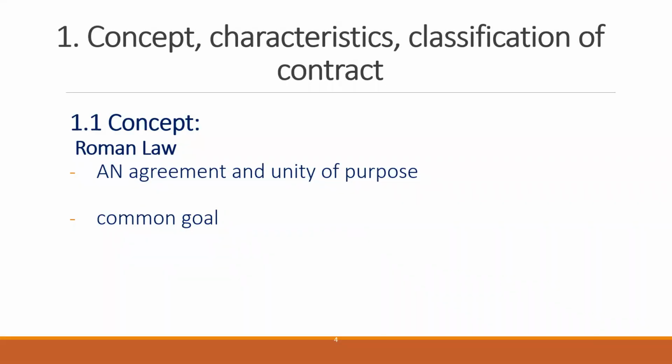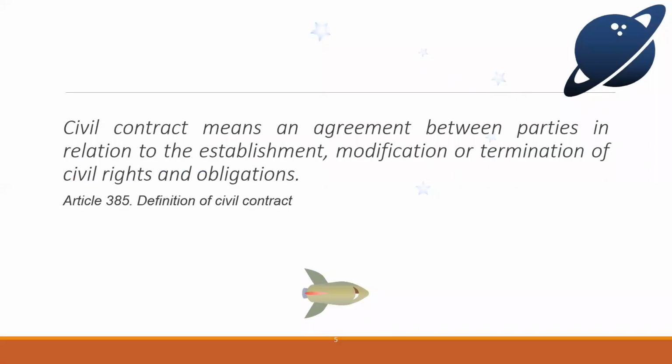Concept, characteristic, classification. Concept. According to Roman law, a contract is an agreement of unity of purpose between the parties. They have a common goal. According to Article 385, a contract means an agreement between parties in relation to the establishment, modification, or termination of civil rights and obligations.